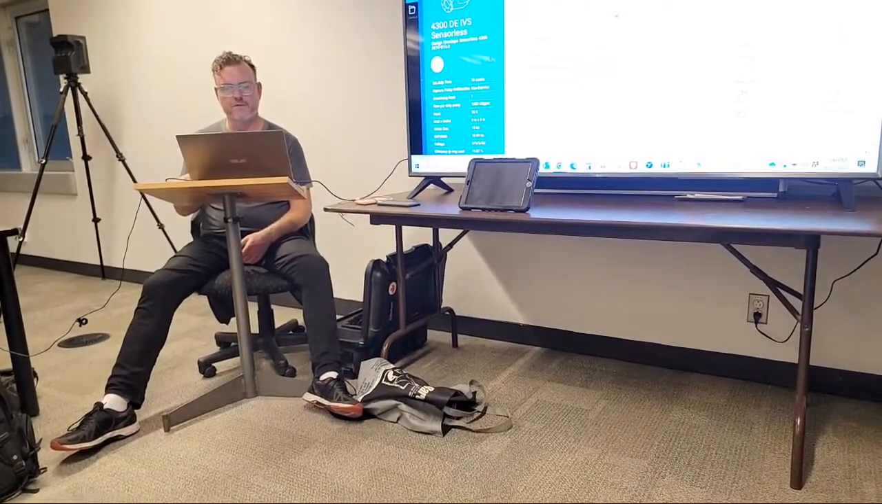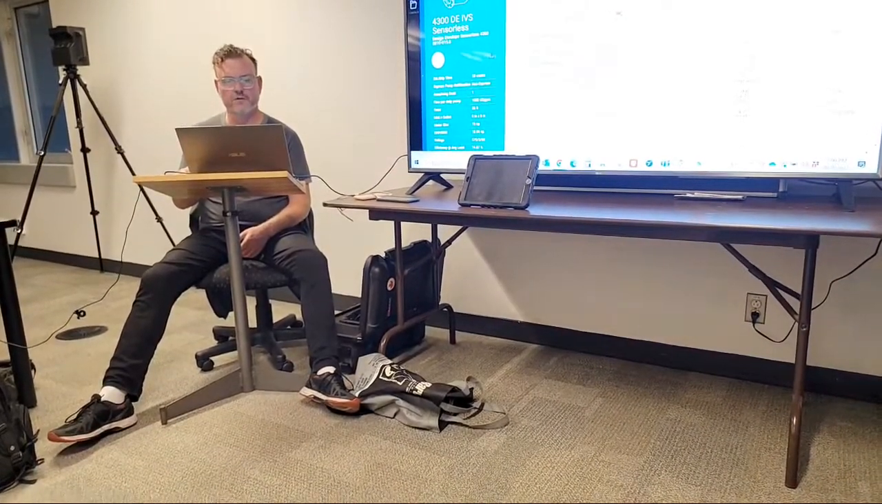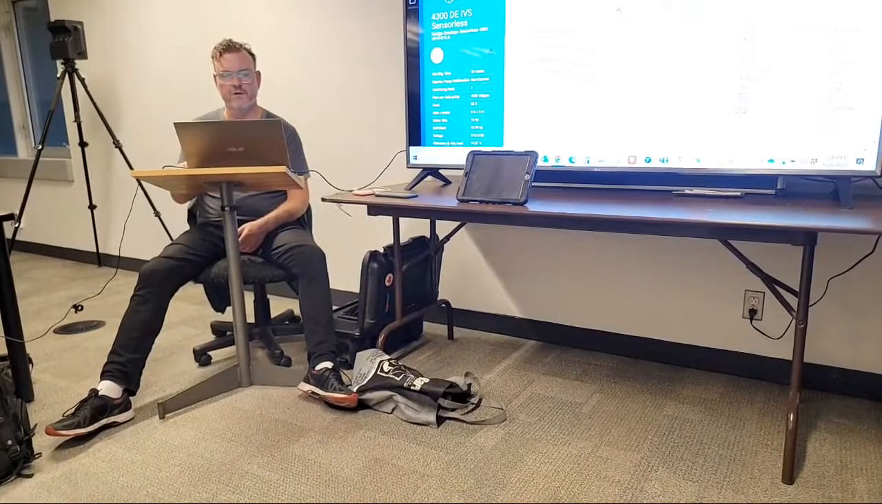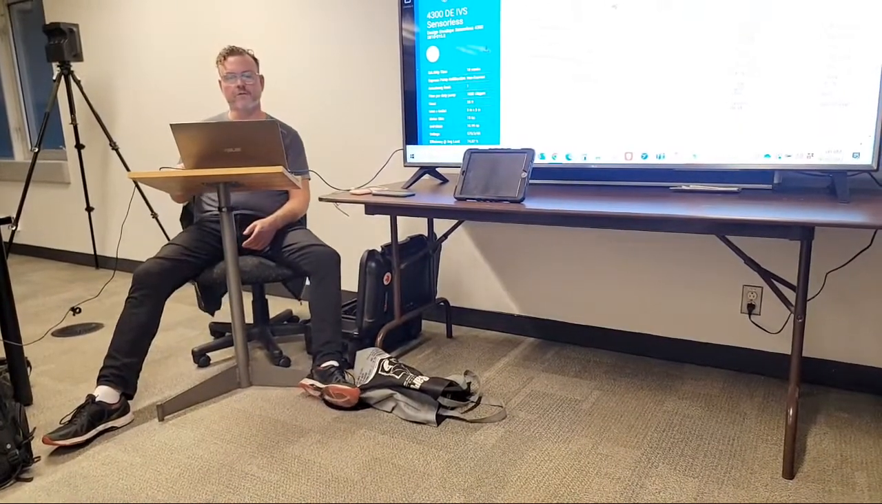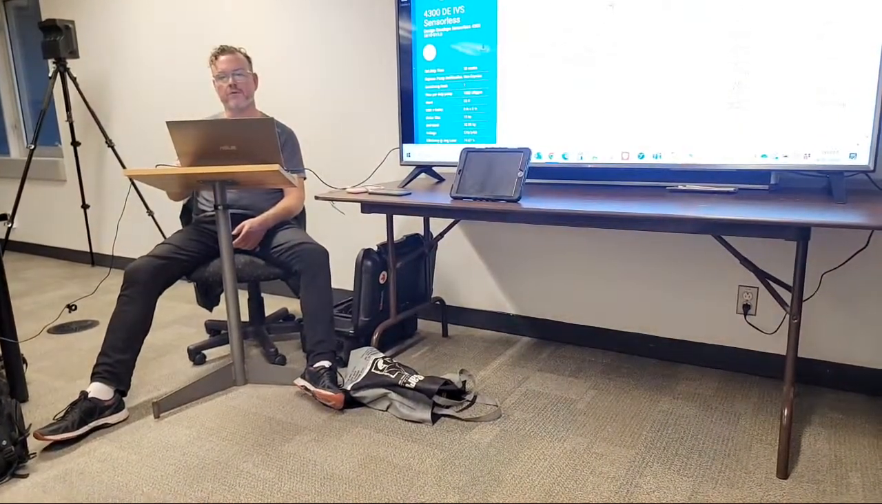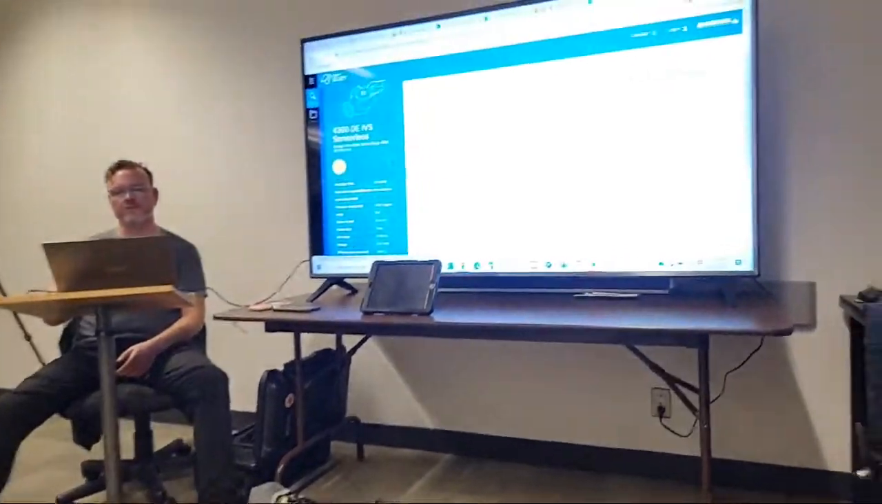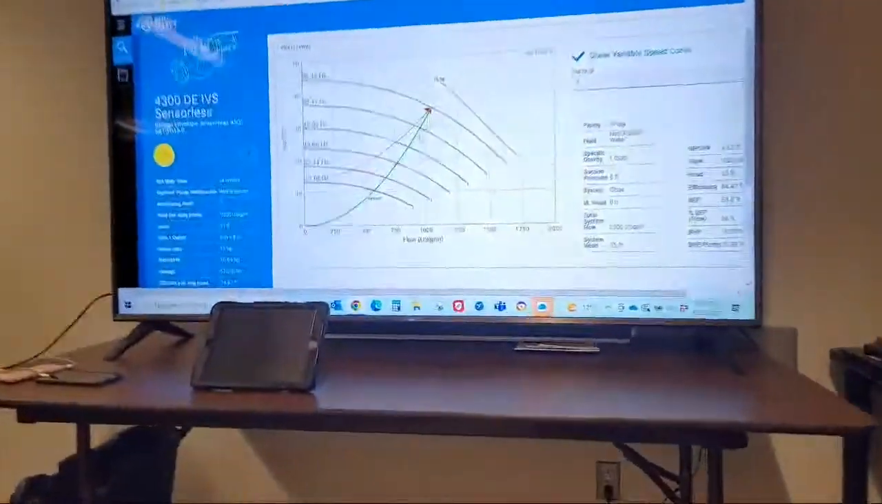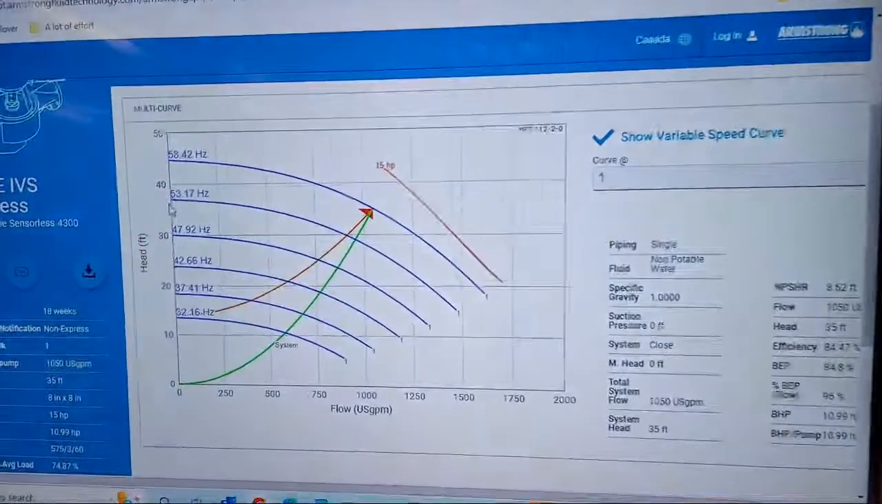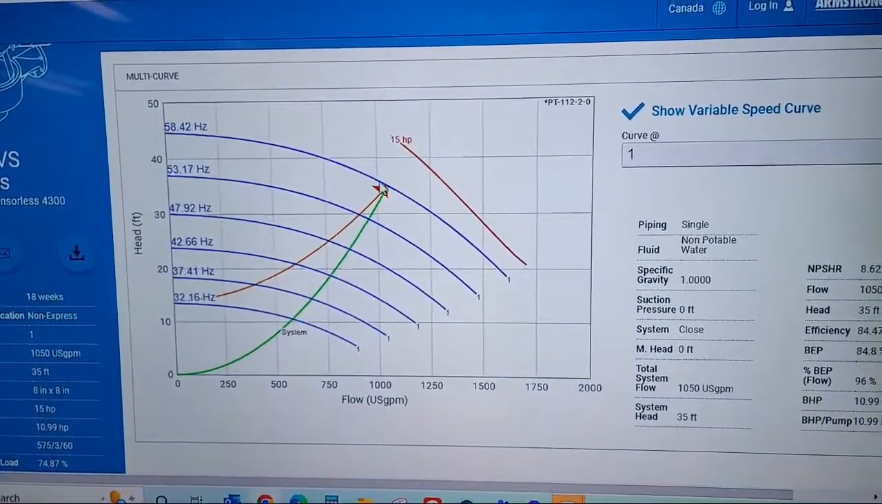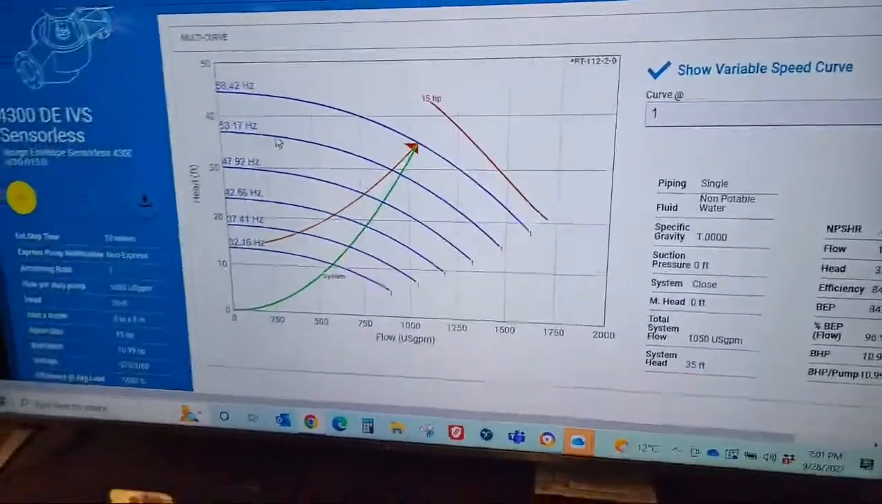See what happens. These are the RPM curves. This is the control curve, this is the system curve. So by putting the sensor further away from the pump, you're getting more of the turn down, you're following the true line of the system curve. If you put the sensor here, that's the savings that you're getting.